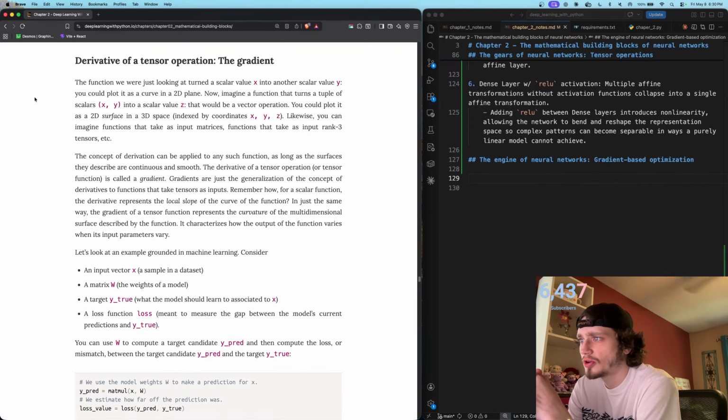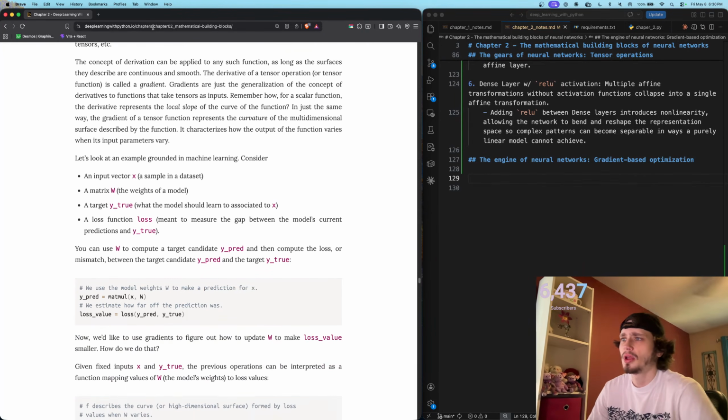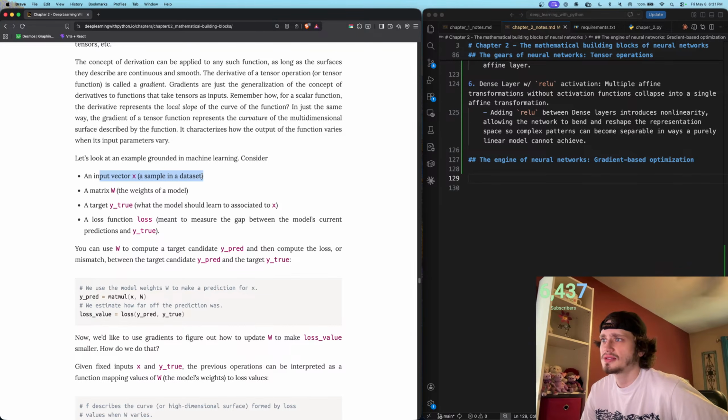Let's say an example grounded in machine learning. Consider we have some input vector x. We have a matrix W, which is our weights, and we have targets y, and a loss function.